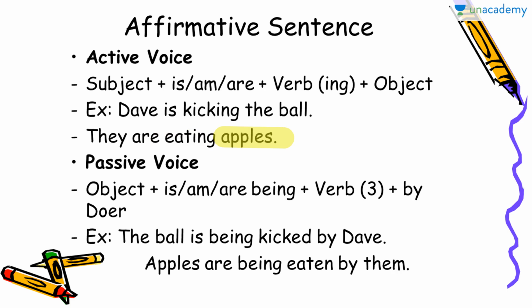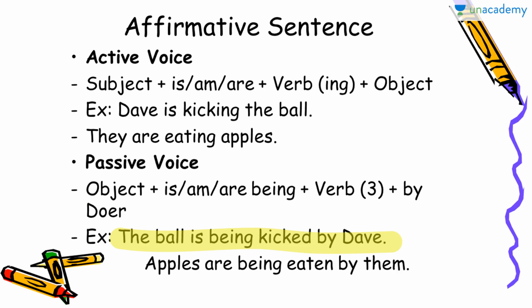The same sentence, if we want to make it in passive voice, it will start with the object which is there in active voice, followed by is, am or are. Now it is used according to the object. Then being, this word is fixed for passive voice in present continuous tense. Then third form of verb, and then by doer, the one who is doing the action. For example, the ball is being kicked by Dave.